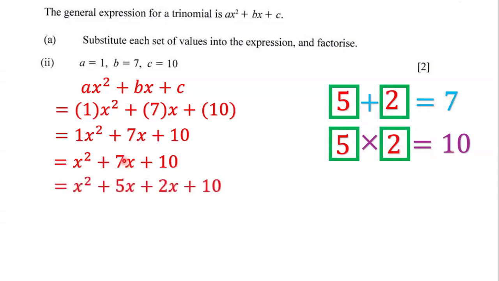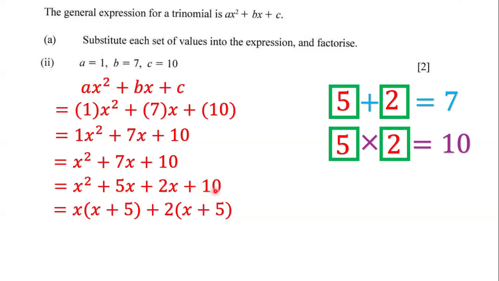And so we express 7x as 5x plus 2x. And so we have x squared plus 5x plus 2x plus 10. And so we factorize these two terms. Notice that x is in both of these terms. So x is a common factor of these two terms. So we can factor out an x. And when we factor out x, we are left with x plus 5. And we are left with x plus 5 because we know that x times x is x squared, and x times 5 is 5x.